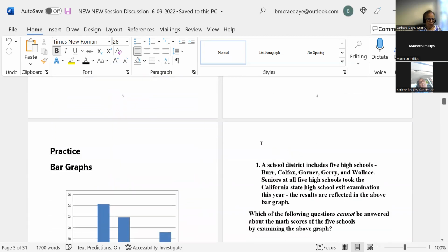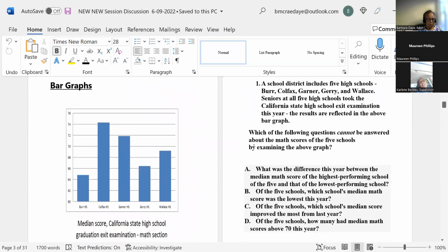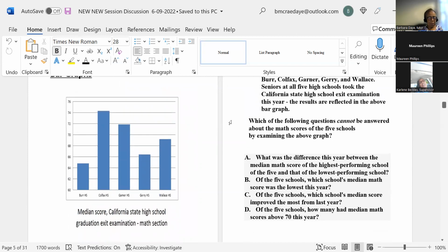Okay, now, just another thing about bar graphs. The bar graph we looked at before was a horizontal. Here's a vertical. And this vertical graph shows median scores for high school. All right. And they've got the names of the high schools and they've got the median scores. Now you read them off at the top of the graph.